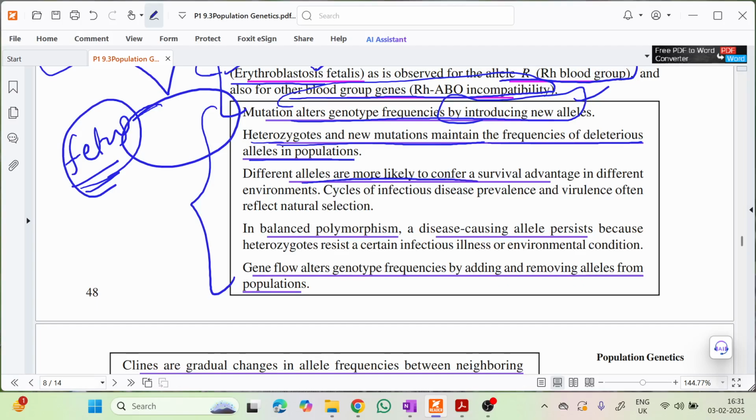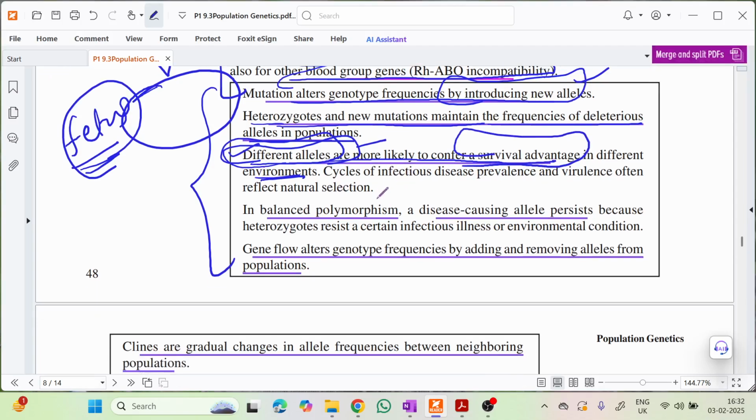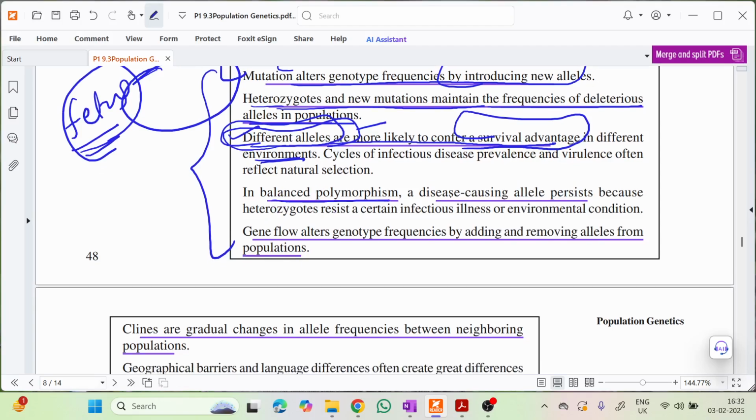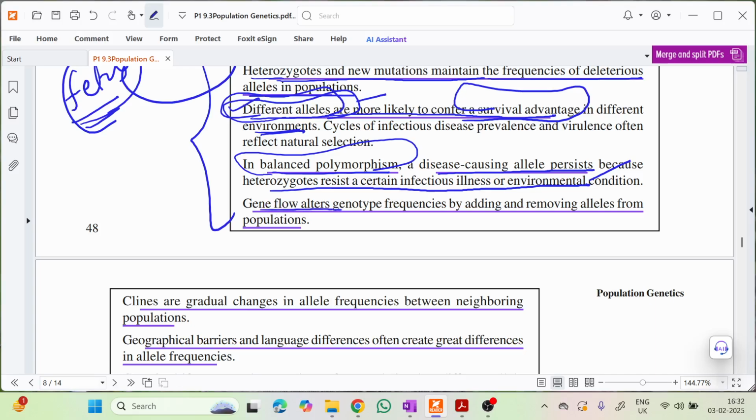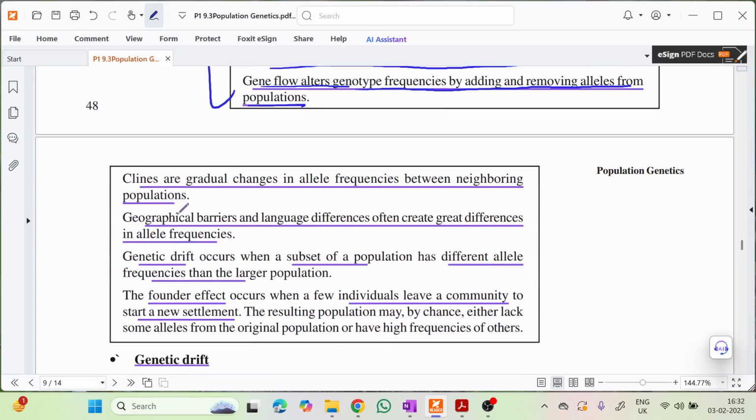Then different alleles are more likely to confer a survival advantage in different environments. This is the principle of diversity, of natural selection, of heterozygosity or heterozygote advantage. The more diversity there is, the more they confer a survival advantage in different populations and environments. Then in balanced polymorphism, a disease-causing allele persists because heterozygotes resist a certain infection, especially in sickle cell anemia. Balanced polymorphism we have also seen. The gene flow alters genotype frequency by adding and removing alleles from the population.